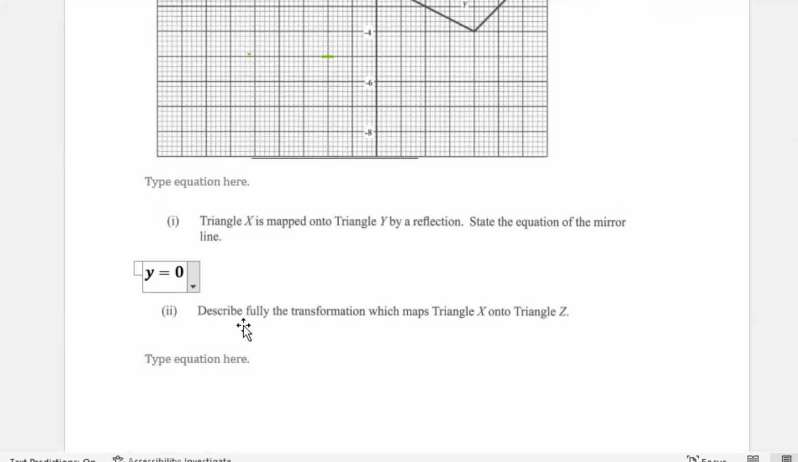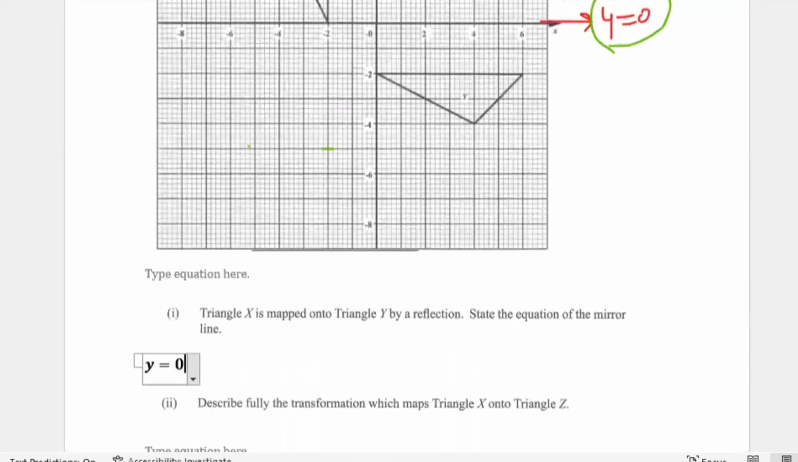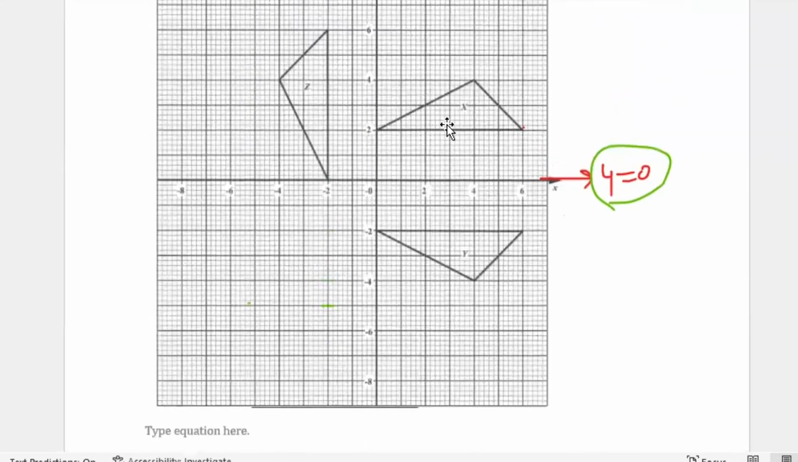Part 2 says, describe fully the transformation which maps triangle X onto triangle Z. So we're looking at mapping triangle X onto triangle Z. Can anybody tell me what transformation is taking place? First thing, what transformation is taking place? Rotation. Rotation, very good. Look again, Kyle, that is not reflection. We're mapping X onto Z. This is X and this is Z. So rotation is what is taking place.